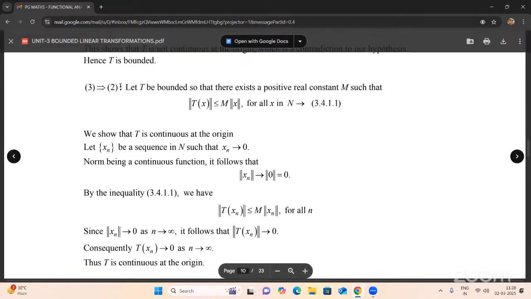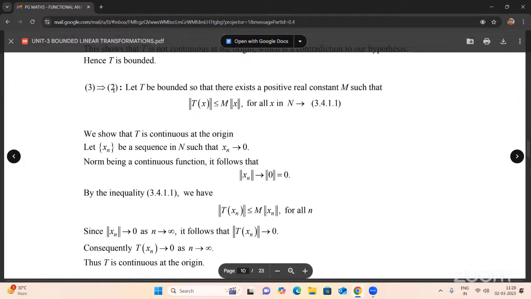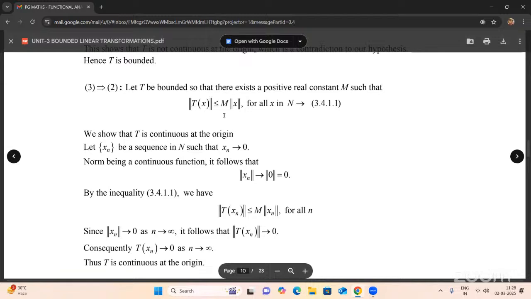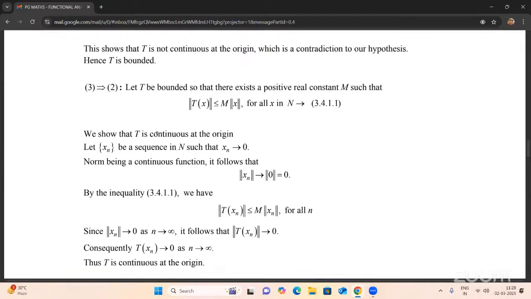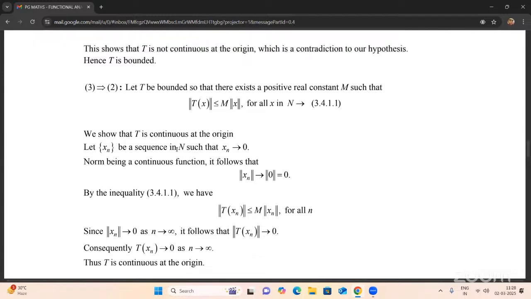So again, 3 implies 2. We are taking the boundedness condition and we will show that the given transformation is continuous at the origin. First of all, write the boundedness condition. So we will show that T is continuous at the origin. We are taking any sequence xn belonging to N, and xn converges to 0. By the continuity of the norm, norm xn converges to norm 0, and norm 0 means 0.